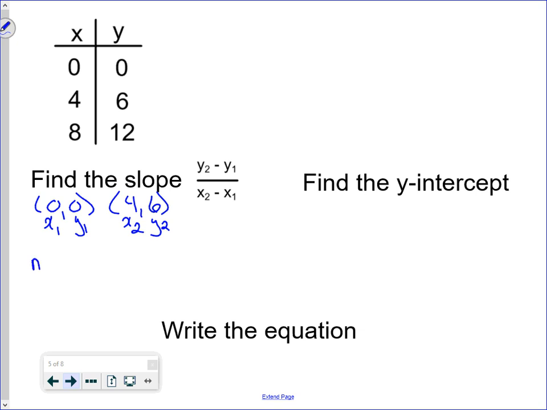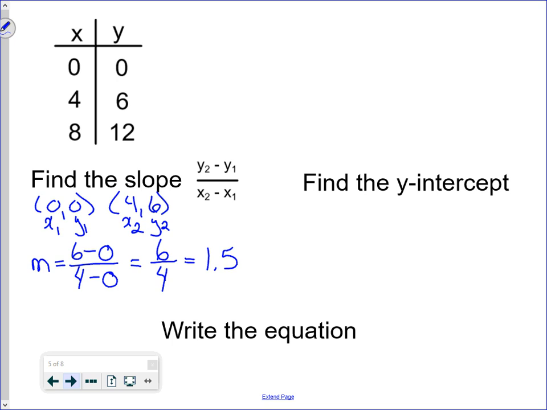So now I'm going to substitute these into the slope formula. So y2 is 6. I'm going to subtract y1, which is 0. In the denominator, our x2 is 4. And subtract the x1 again, which is 0. So the calculations for this one are pretty basic because we're subtracting 0 each time. So we'll get 6 over 4. And 6 divided by 4 is 1.5.